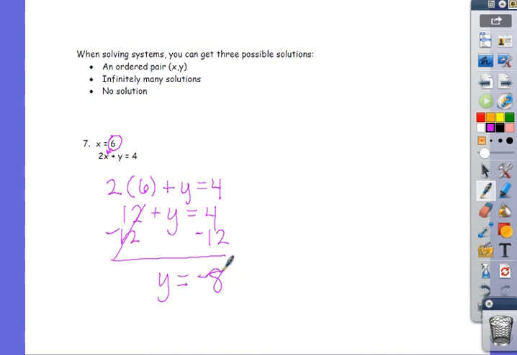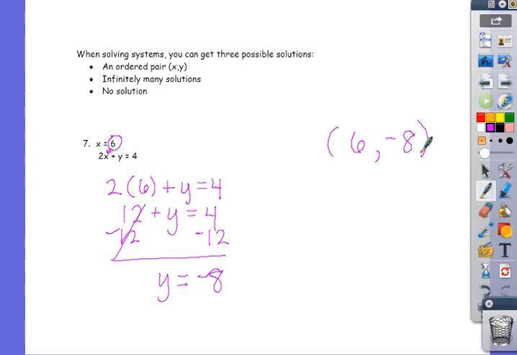Now, don't stop, okay? We know y is negative 8, and guess what? We were given x from the beginning. So write your ordered pair. That would be 6, because x comes first, comma, negative 8. If you graph those two equations, they will intersect at 6, negative 8.